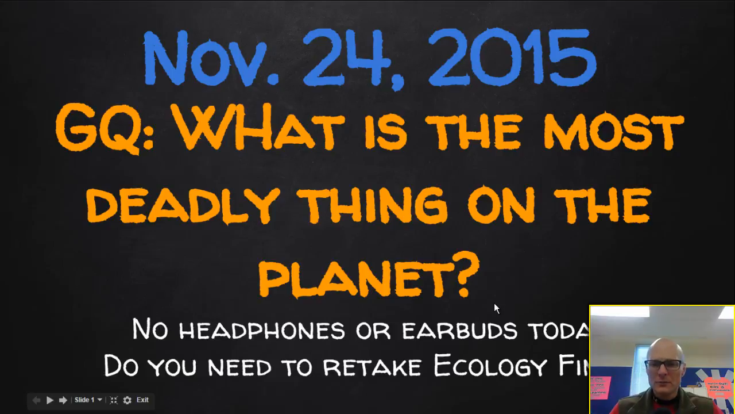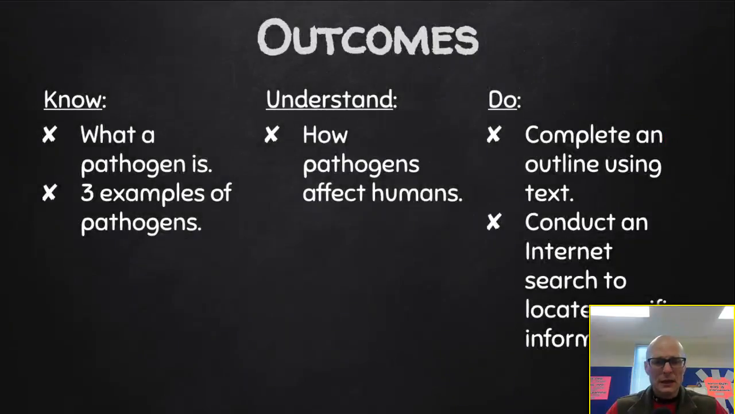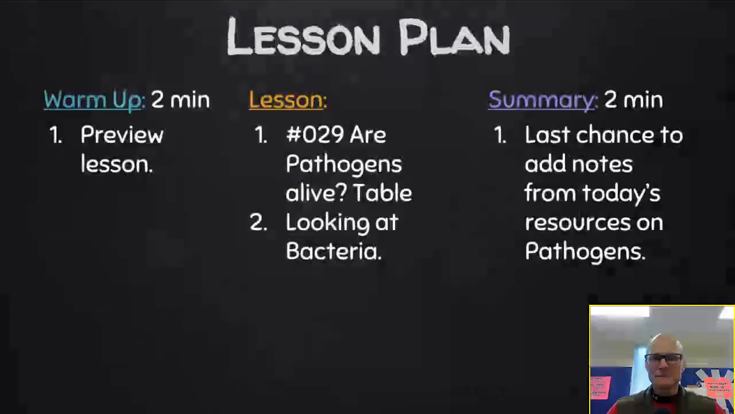Tuesday, the 24th of November, continuing on our pathogens. Reminder at the bottom, if you need to retake the ecology final, it's number 24. It's listed as retake. Our outcomes are the same pathogen outcomes. It takes a while to get there. Lesson plan for the day.